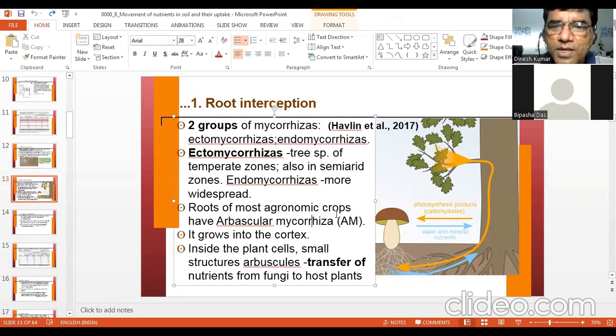So roots of most agronomic crops are infected by AM fungi, and it grows into the cortex. You know, cortex is the part of the root. If you take a transverse section, a TS section of the root, you will find these cortex cells. Inside the plant cells, small structures called arbuscules are also there, inside the cells of the roots, where the transfer of nutrients from fungi to host plant happens.